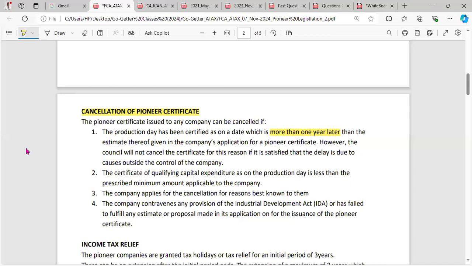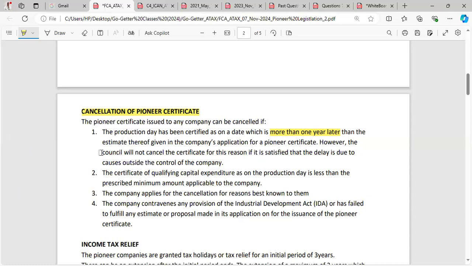But if they come in May, so normally it's supposed to run from May of this year to April of the following year. So if they come after that first anniversary, that's the best way I can say it. If the production day was certified after the first anniversary, then it can be cancelled.